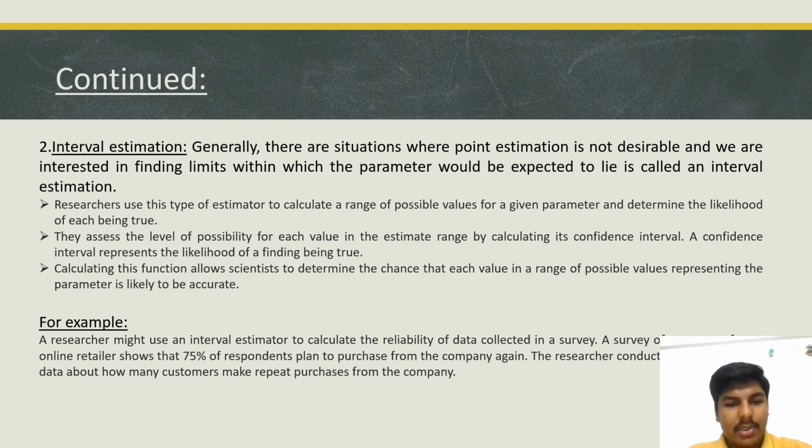Calculating this function allows scientists to determine the chance that each value in a range of possible values representing the parameter is likely to be accurate. For example, a researcher might use an interval estimator to calculate the reliability of data collected in a survey. A survey of customers of an online retailer shows that 75% of respondents plan to purchase from the company again. The researchers conduct the study to obtain the data about how many customers make repeat purchases from the company.